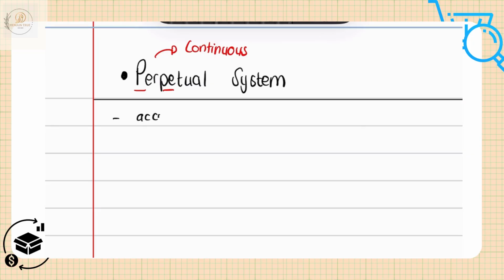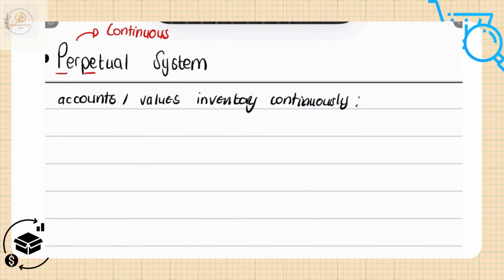So we said a perpetual system accounts for or values inventory continuously, in real time. Again, if my spelling is incorrect, this is accounting, not English. Jokes. But let's not focus on the spelling. It values inventory in real time, so when the transaction occurs.